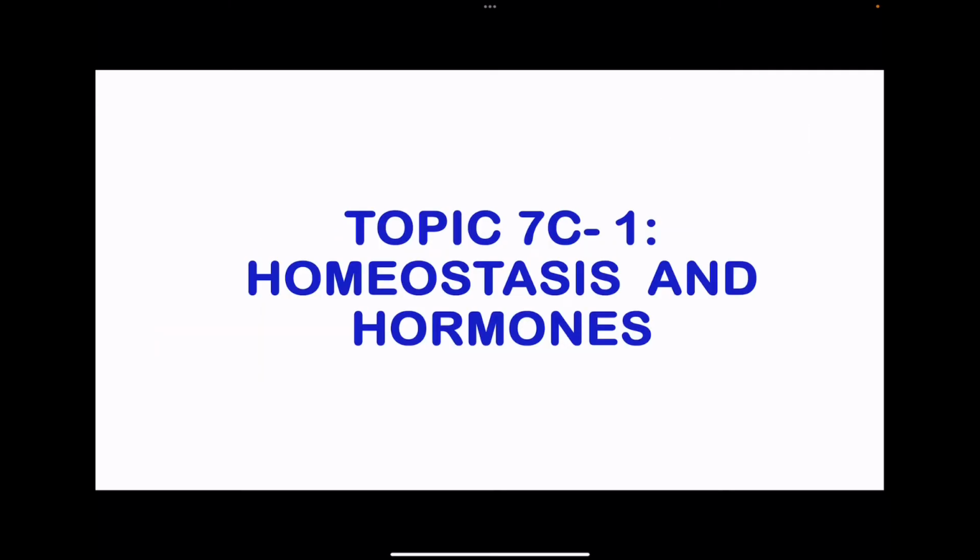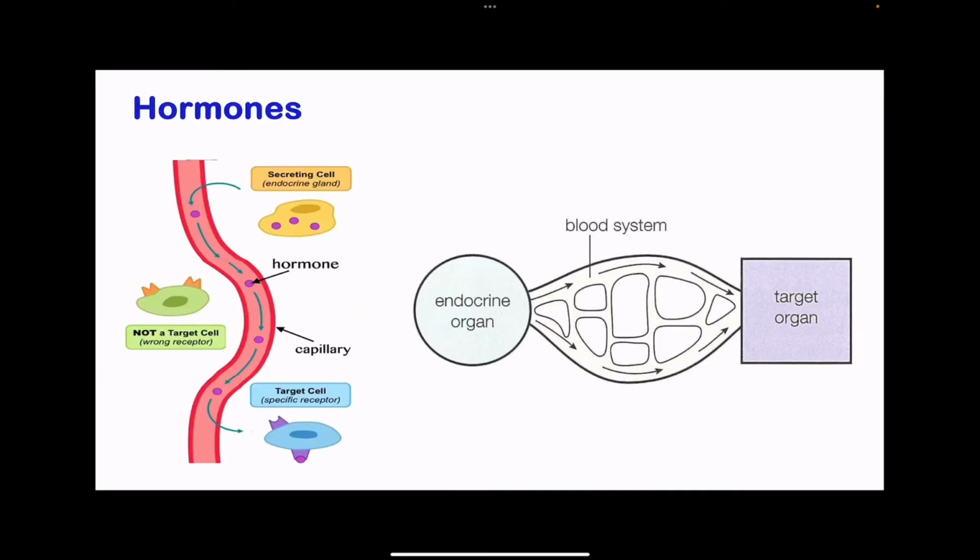Beginning with topic 7C1, homeostasis and hormones. Hormones are organic chemicals produced in endocrine glands, and they are released into the blood, where they are transported to several target areas around the body. Hormones can either be protein-based or peptide hormones like insulin and ADH, or they could be steroid hormones like the sex hormones testosterone as well as estrogen.